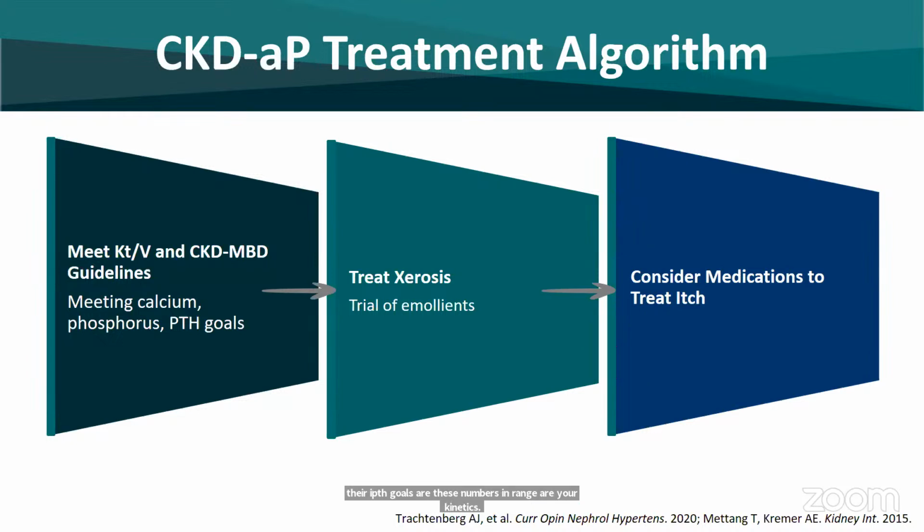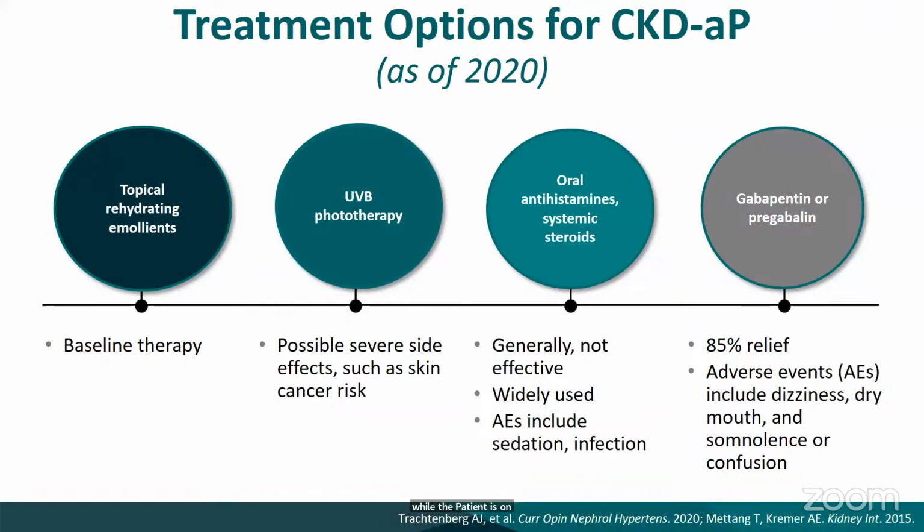And then how do we treat this? There's been a trial of certain emollients for itching in our patients. And then we need to really think out of the box. Luckily, there are medications out there now where we consider how we can treat this itch while the patient is on dialysis. This was data as of 2020. So patients itch, I see them scratching, you give them hydrocortisone cream, you give them Benadryl cream. This is baseline therapy. This is what we used to do. Patients who have worsening itch, we send them to dermatology. They use phototherapy, which could have possible severe side effects, such as skin cancer risk.